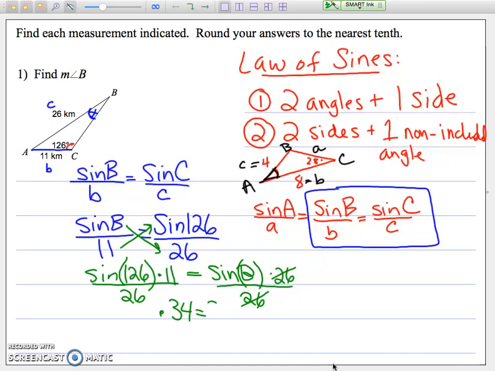And that's going to equal the sine of B. Well, y'all know that in order to figure out what the angle is, you got to do the inverse sine, right? So at this point, you should be typing in your calculator sine negative 1.34. And when you do all that, you should end up with 20 degrees. So it seems like a lot, but really it's not. So B, the measure of angle B, equals 20 degrees.